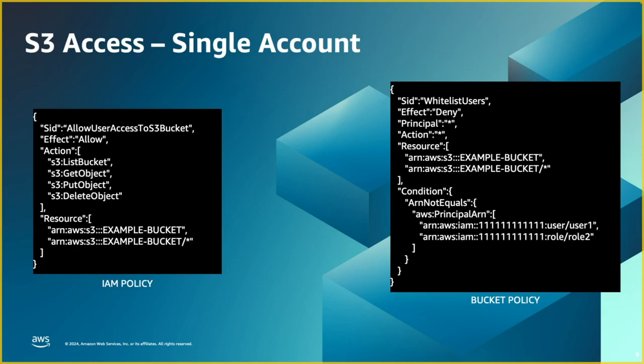The bucket policy is configured to deny all users and roles all actions on the example bucket if the requester is not user one or role two. We would want to attach this bucket policy to our example bucket. Together, these policies will effectively only allow user one and role two to perform the list, get, put, and delete actions on the example bucket. The bucket policy will deny all other users from accessing the bucket. We recommend using allow statements in your IAM policies and conditional deny statements in your bucket policy to lock down access to your S3 buckets.